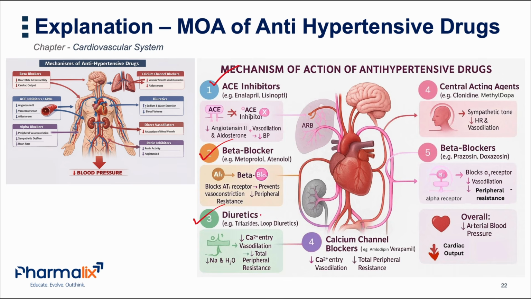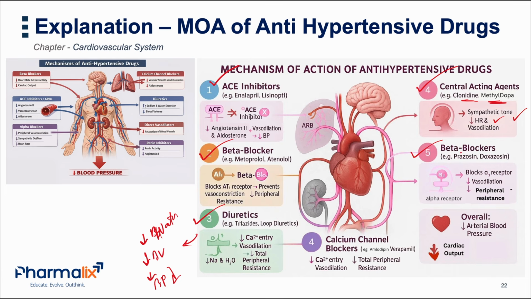If we talk about the diuretics, they decrease the calcium entry and cause vasodilation, and due to the decrease in the water in our body, they also decrease the blood volume, and hence the blood pressure also decreases. Or if we talk about the central acting agents, clonidine, methyldopa, which were used earlier, now it is very rarely used. So they decrease our heart rate and cause vasodilation due to the sympathetic tone.